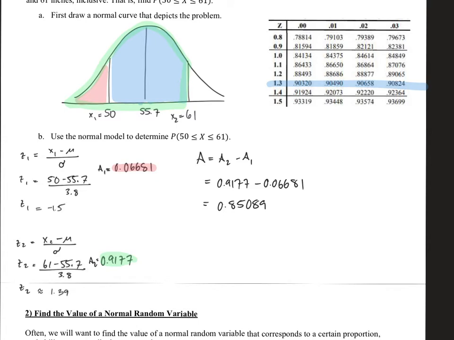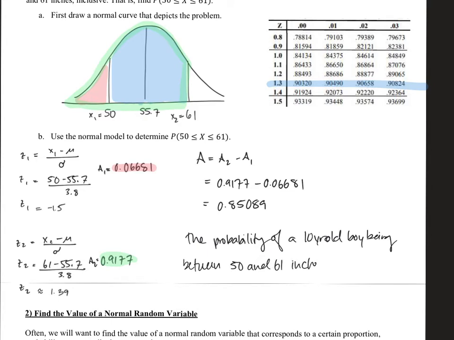So my answer is going to be the probability of a 10-year-old boy being between 50 and 61 inches tall is 0.85089. Pretty high probability for a boy being in between those two height markers. Let me fix that box.